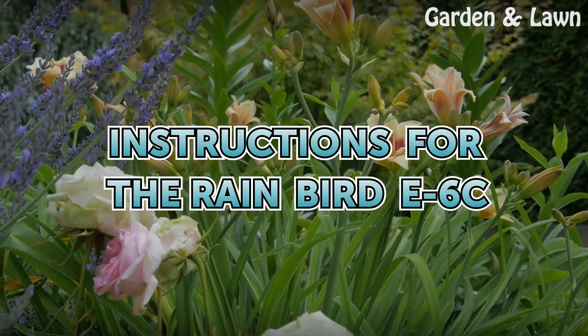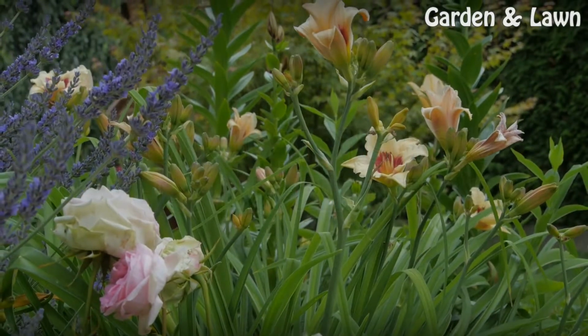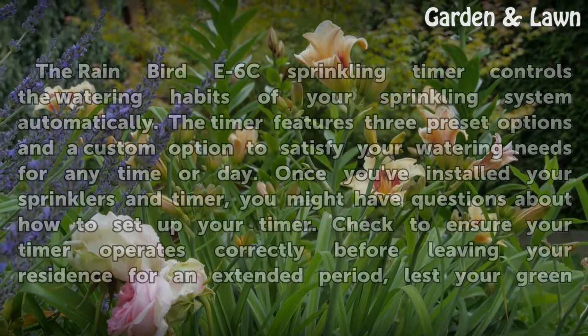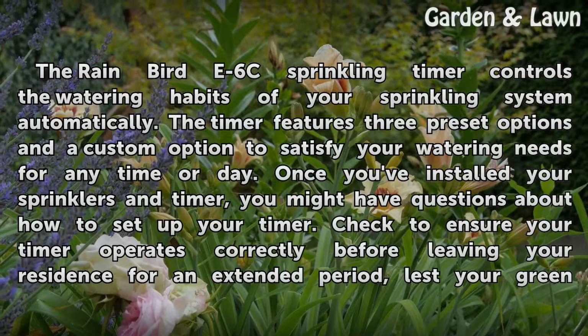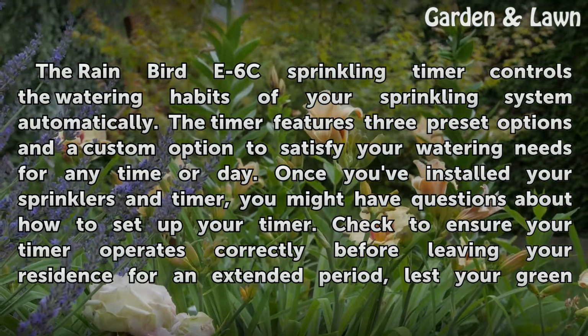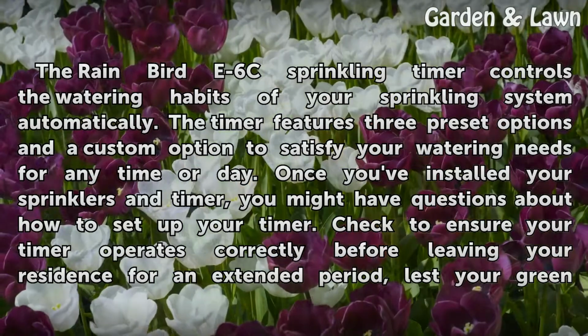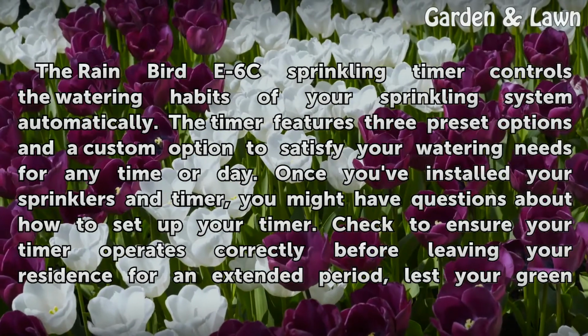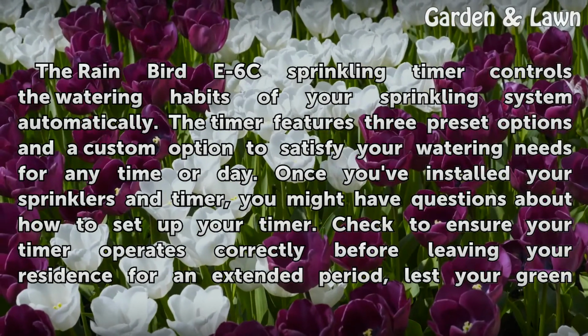Instructions for the Rainbird E-6C. The Rainbird E-6C sprinkling timer controls the watering habits of your sprinkling system automatically. The timer features 3 preset options and a custom option to satisfy your watering needs for any time or day.